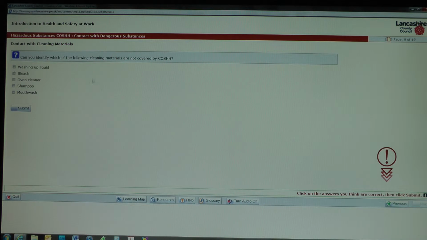We all come across cleaning materials throughout the day, both in the workplace and at home. You may not always think of some of these cleaning products as being dangerous, but they can be if they're not used correctly. Can you identify which of the following cleaning materials are not covered by COSH?